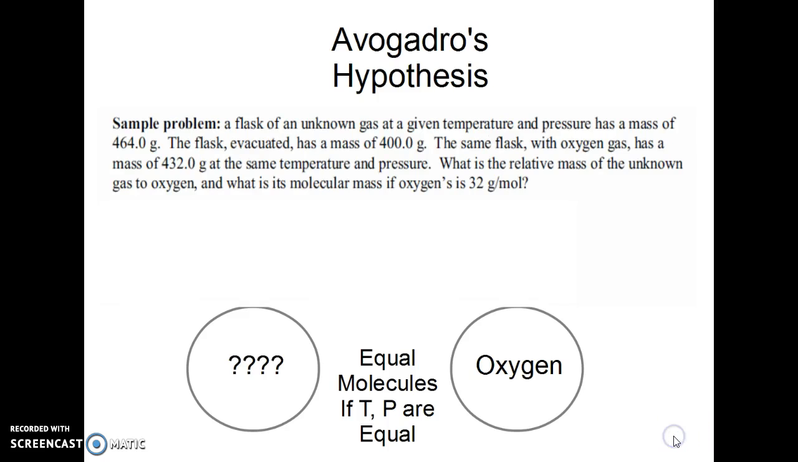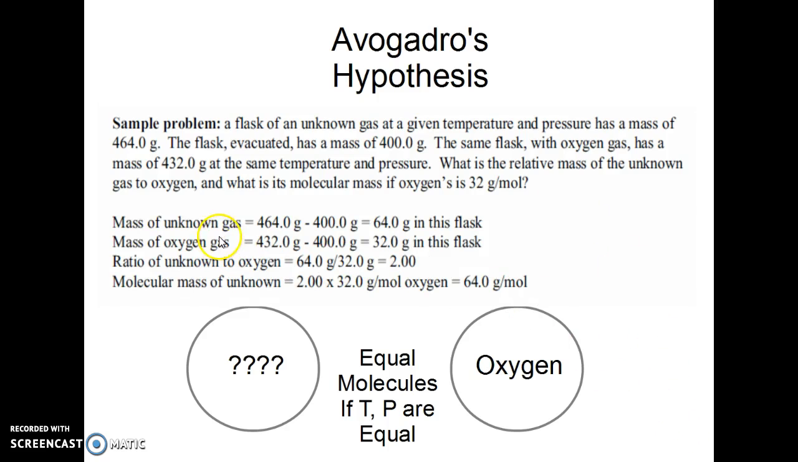Let's do a problem. A flask of an unknown gas, see the question marks, at a given temperature and pressure has a mass of 464 grams. Evacuated, that is, we pull all of the gas out, the flask has a mass of 400 grams. The same flask with oxygen has a mass of 432 grams at the same temperature and pressure. So what's the relative mass of the unknown gas to oxygen? And if oxygen's mass is 32 grams per mole, what's the unknown?